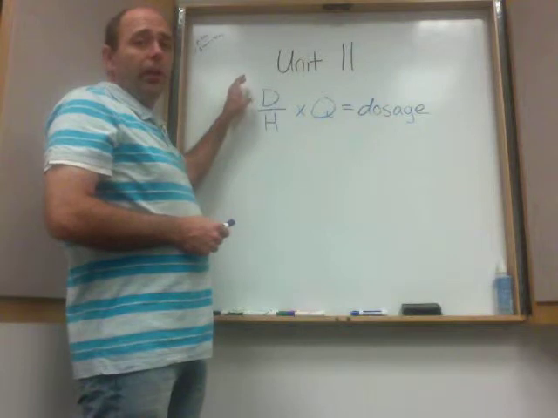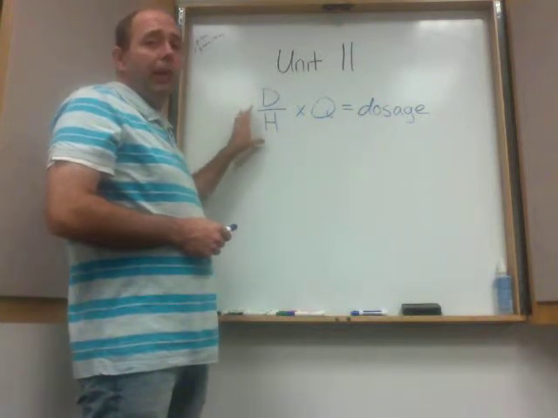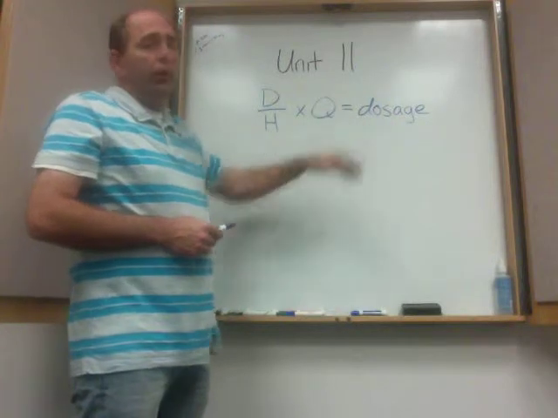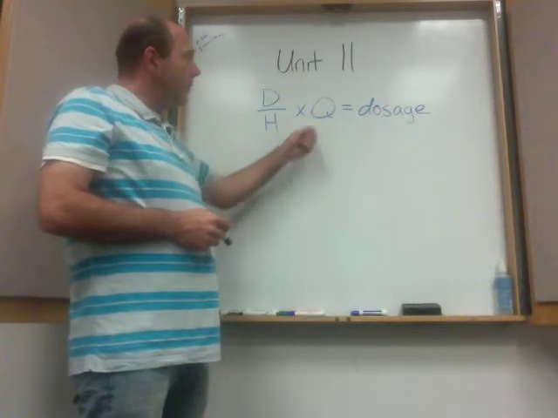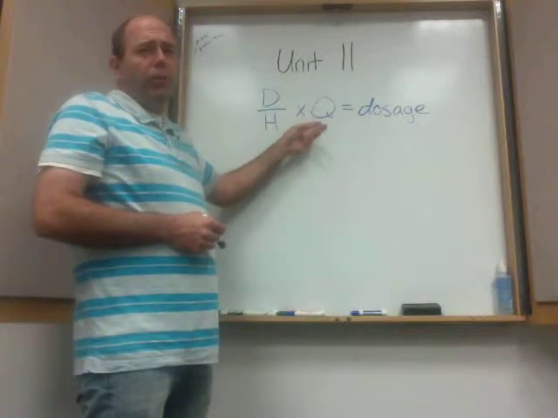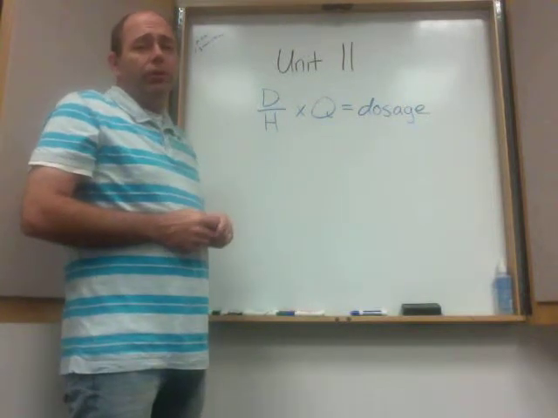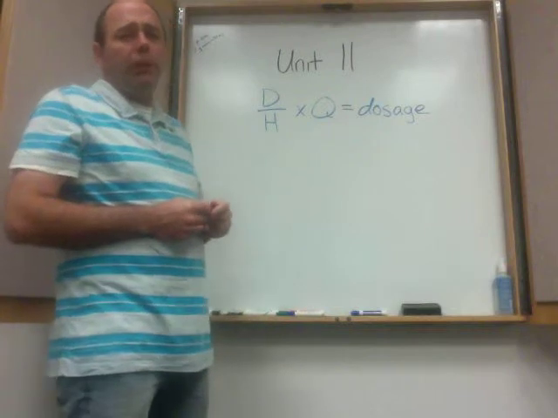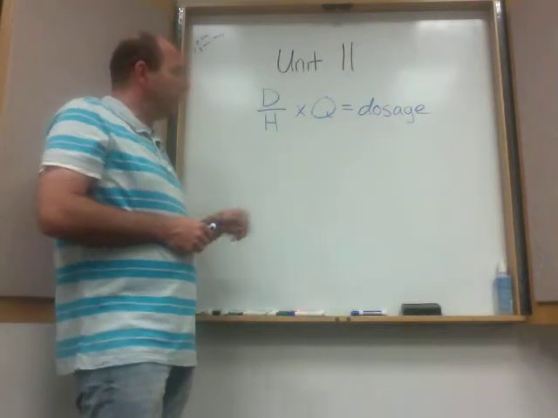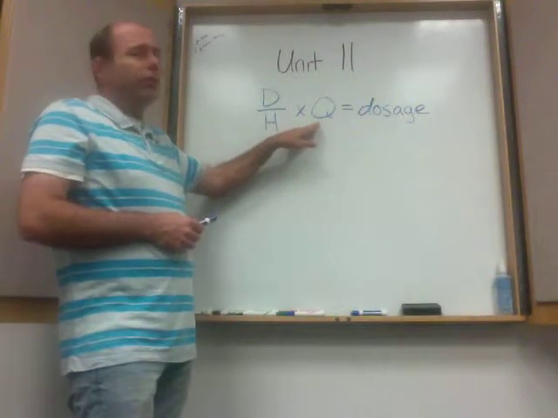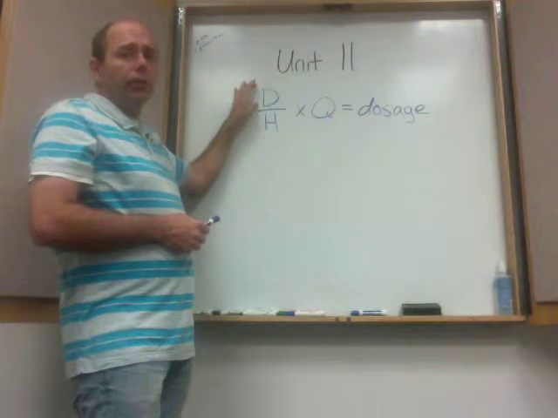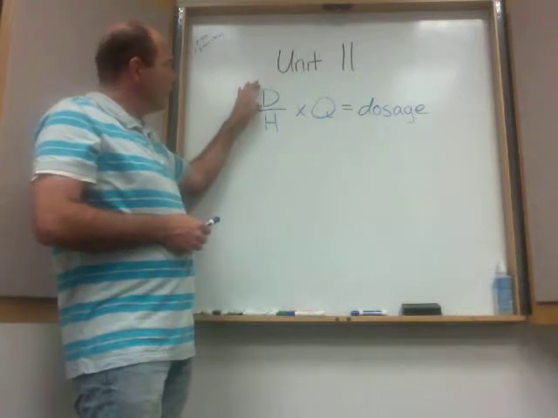Remember, this formula is D divided by H, or D over H, times Q equals dosage. I'm starting to think that quite often it might just work leaving the quantity as a whole number instead of as a fraction. But you can play with it, whatever works easiest. For some problems, it might work better as a fraction, but for right now, let's leave it the way it is. This is what the doctor orders, or his prescription.